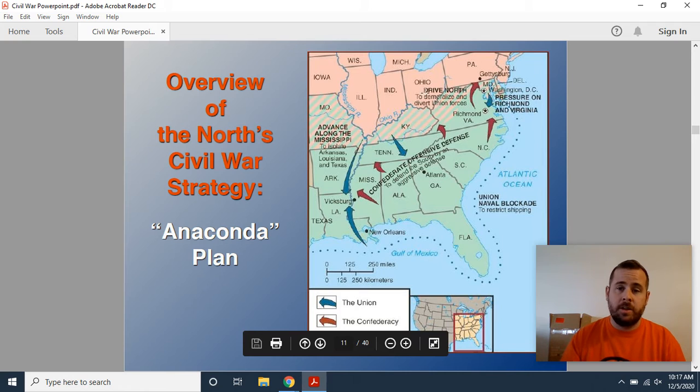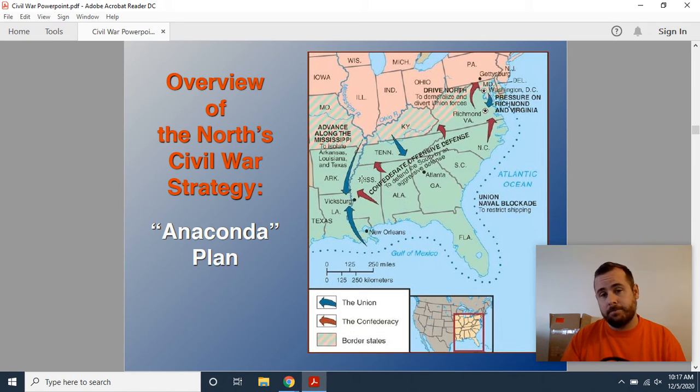They're going to surround, including the border states, then divide. This is the middle of the Confederacy, the Mississippi River. Divide the Confederacy and then march in and conquer. That is the North's war strategy.